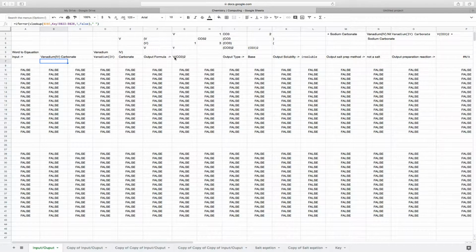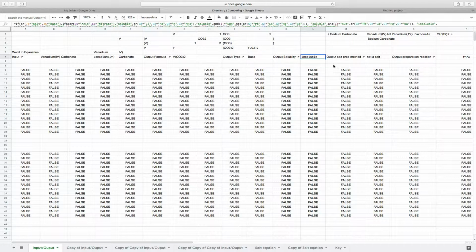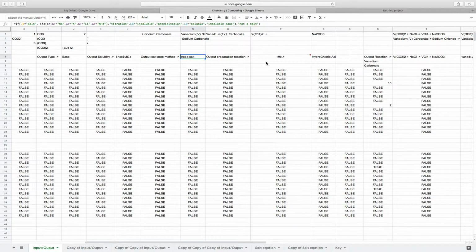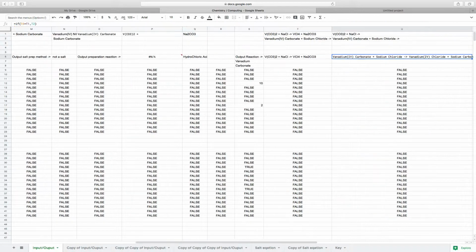we get VCO3 2, which is the formula for vanadium carbonate. It is, of course, a base because all carbonates are bases. Of course, it is insoluble because most carbonates are insoluble. It is not a salt because it's a base. And then output preparation reaction, well, we don't have a salt preparation method, so there isn't anything to do here. Then we have the output reaction.